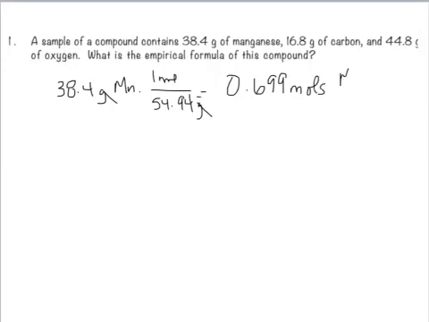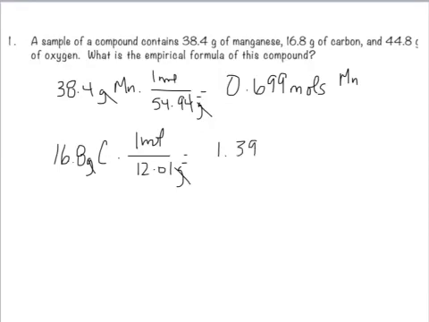of manganese. Okay, you're going to do the same thing now for the carbon. 16.8 grams of carbon. Well, according to the periodic table, 1 mole of carbon weighs 12.01 grams. Grams cancel. You end up with 1.399 moles of carbon.